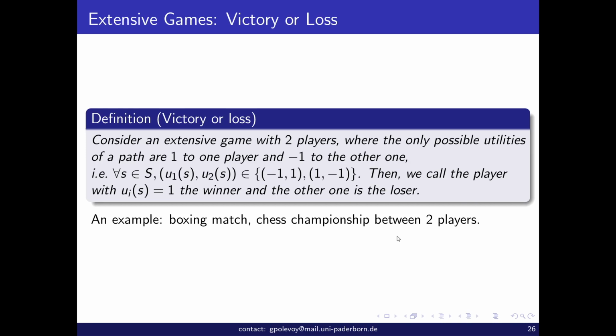Now, victory or loss. This is a particular case when you have an extensive game with 2 players, where the possible utilities are 1 to one player and -1 to the other player. So it's either -1, 1, or 1, -1. And if that's the case, we call the player with the utility of 1 the winner, and the other player we call the loser. Examples are many games in sports, like a boxing match or chess championships, when you have 2 players. A normal chess game is not such a game, because there we can also have a draw, please notice.